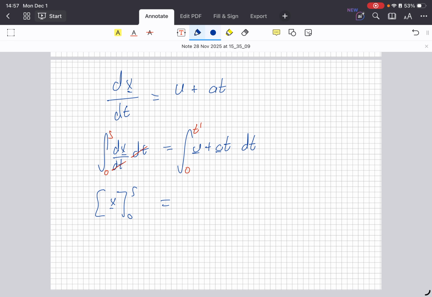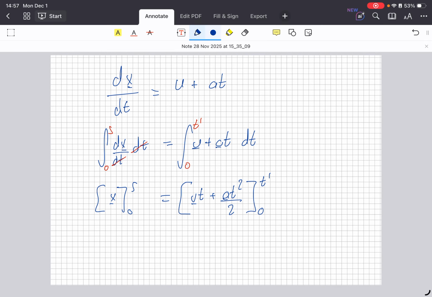And for the integral of u plus at with respect to t, bear in mind that these aren't constants anymore. u is a constant, a is a constant, but at, of course, depends on time. So when I do this integral, I will get ut plus, if I integrate t with respect to time, I will get t squared divided by 2. So I'm going to get at squared all over 2, and this is between 0 and t prime.